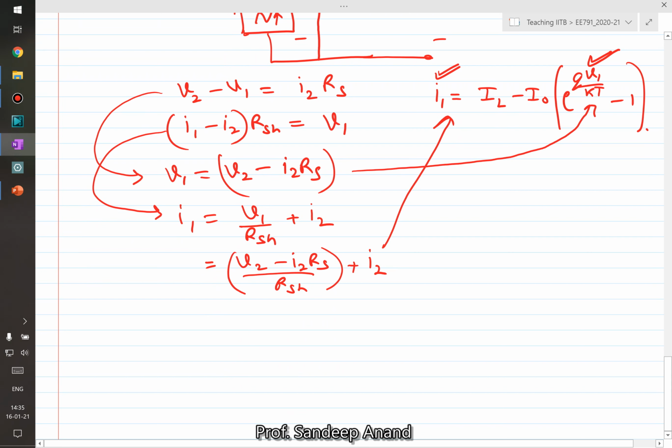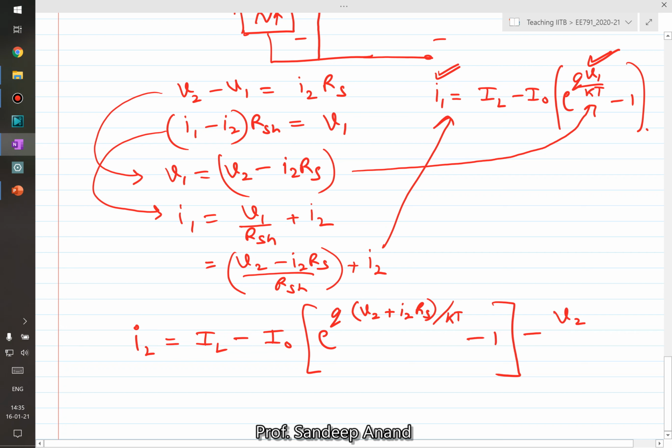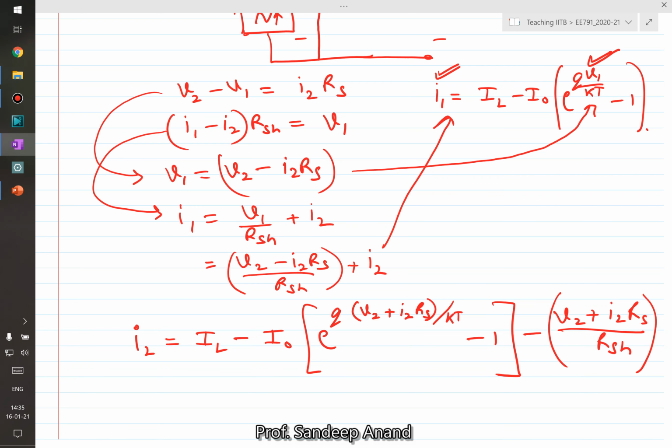So the resultant equation that I will get is something of this form. The net current, let me still use the same symbol, I2 is nothing but IL minus I0 e raised to the power q times V2 plus I2 into RS upon KT, minus 1, minus V2 plus I2 into RS upon RSH. Right? So if you see, this is a more detailed equation incorporating the series and the shunt resistances.